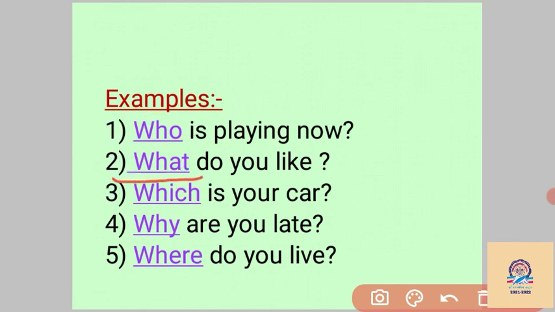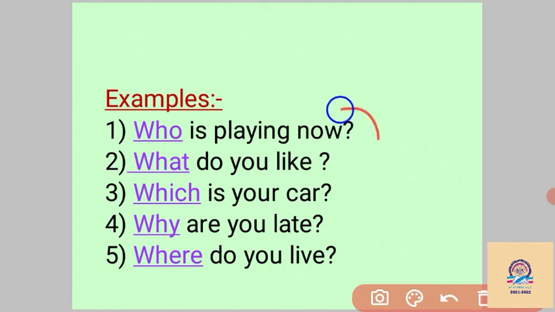Then, what do you like? What indicates an interrogative pronoun. Then, which is your car? Then, why are you late? Then, where do you live? So we can say that such wh-words, who, what, which, why, where, indicate an interrogative pronoun.